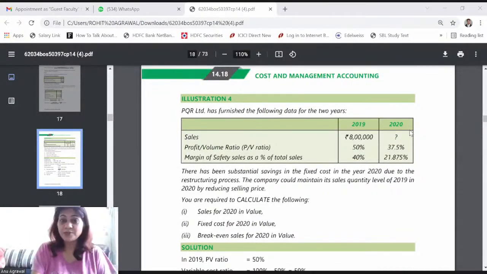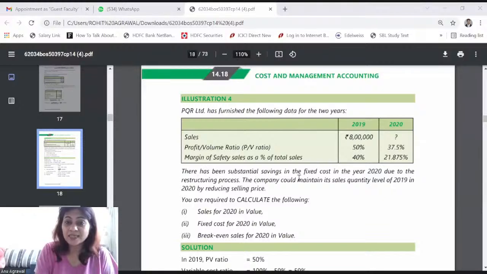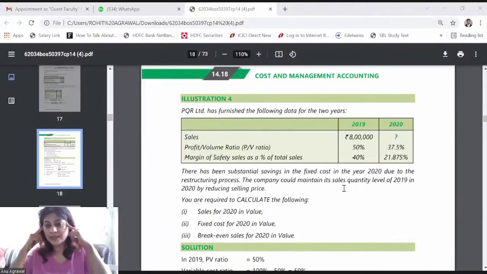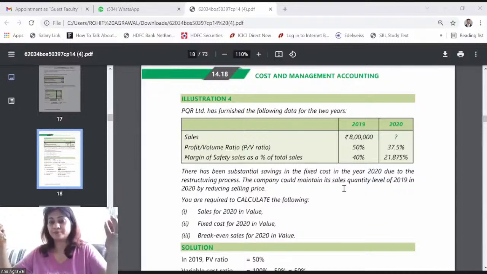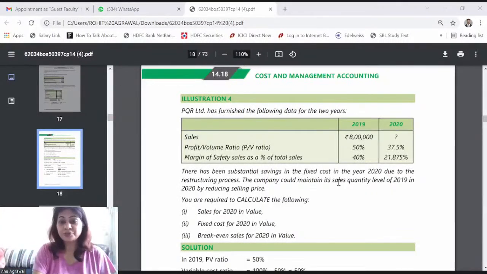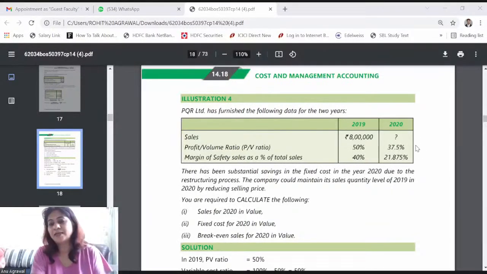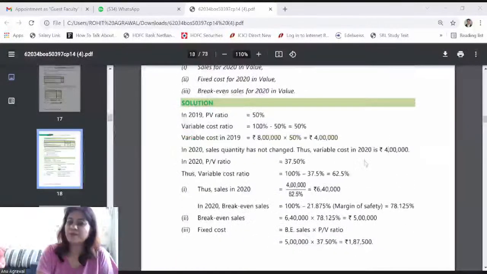But what has to strike you is that they are very clear. There is a saving in fixed cost. They are very clear, quantity same. So it should logically strike you that if quantity is same, variable cost will remain same. The moment it strikes you that if quantity is same, variable cost will be same, then you will be smart enough to calculate that if variable cost is the same, it is 4 lakh, but PV ratio is now 37.5, then automatically VC ratio will be how much? 100 minus 37.5, which is going to be 62.5, and you'll get the sales.